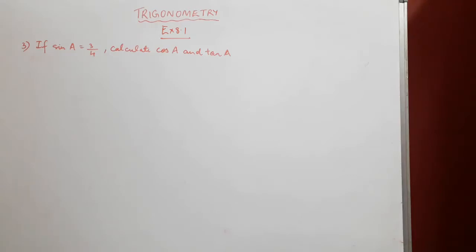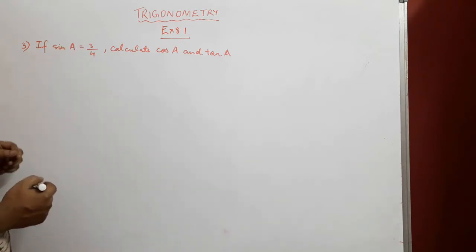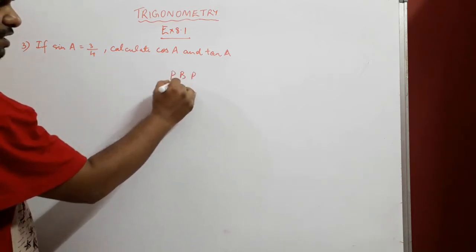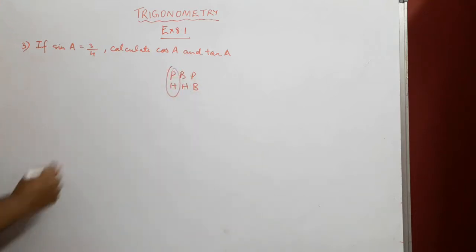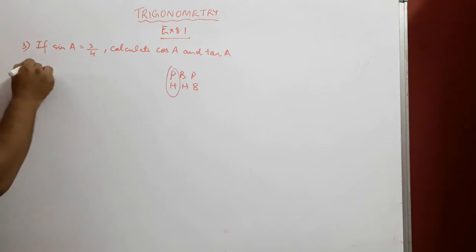Our first problem of this video is: if sin A equals 3 upon 4, calculate cos A and tan A. So we are given sin A equal to 3 upon 4. From there we can get what our perpendicular and hypotenuse are, because sin A is equal to P upon H. If you recall Pandit Badri Prasad Har Har Bole, this is our sine.